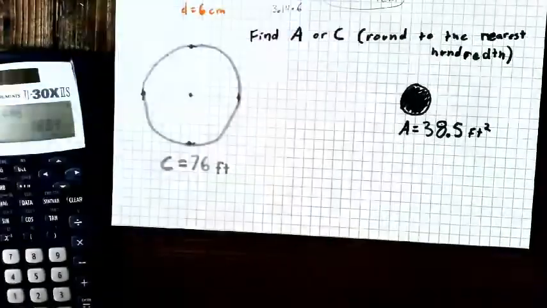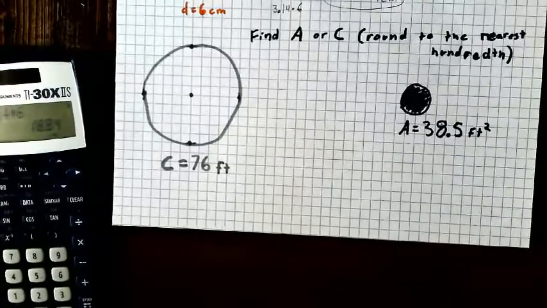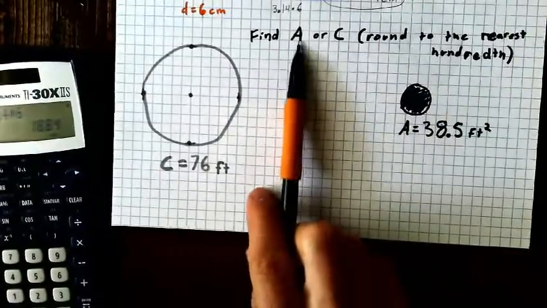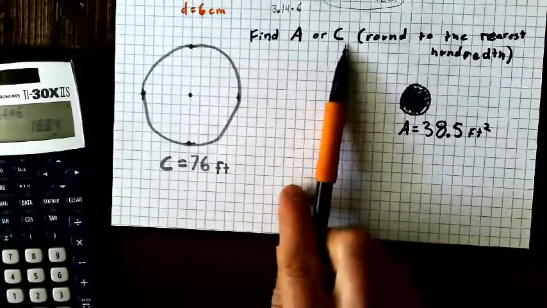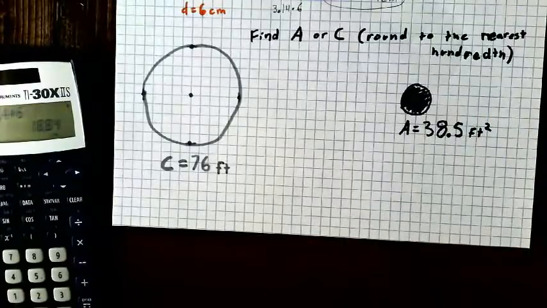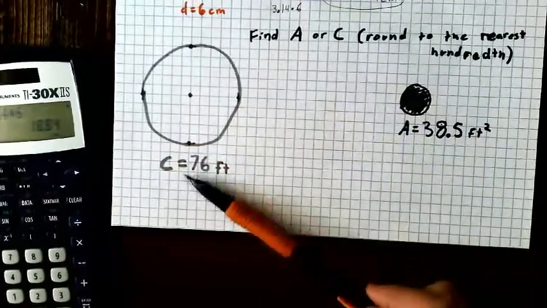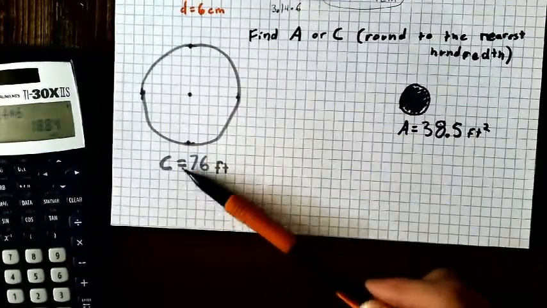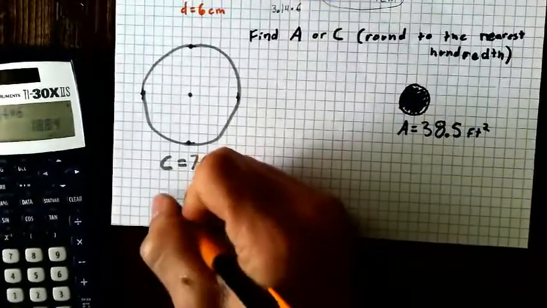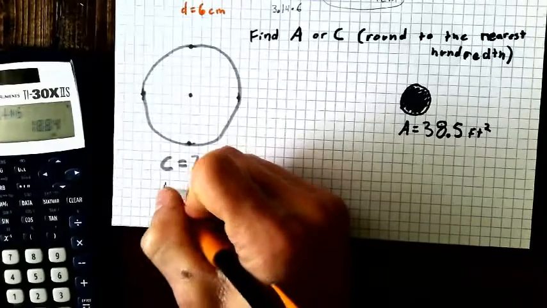Alright, 3 more problems on circles, I think. Okay. So find the area or the circumference, whatever it's asking you for, and you're going to round to the nearest hundredth. Okay? On this problem, they gave you circumference. So that means you're going to find the area.